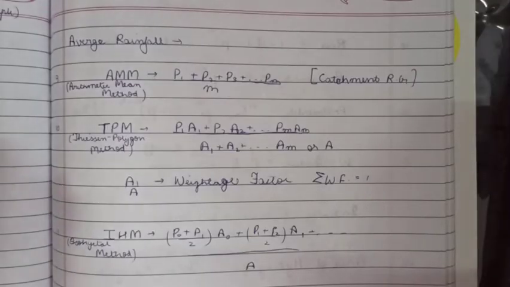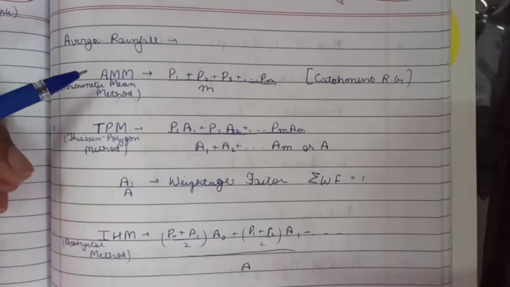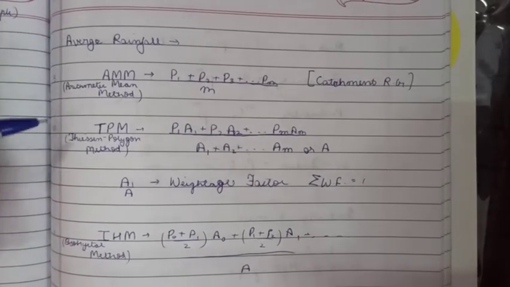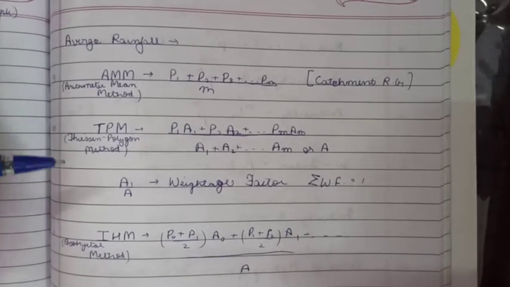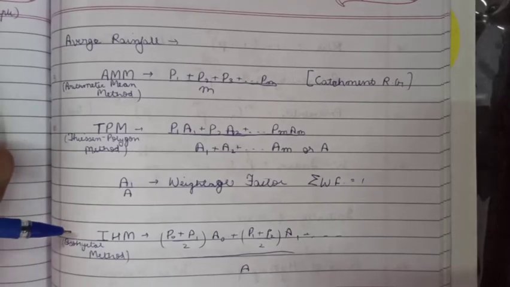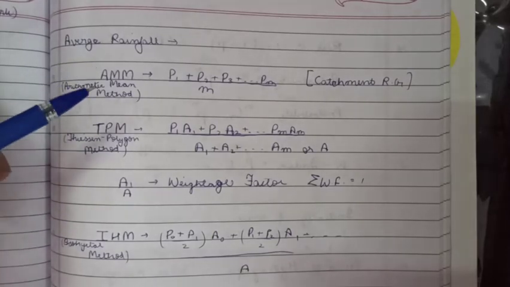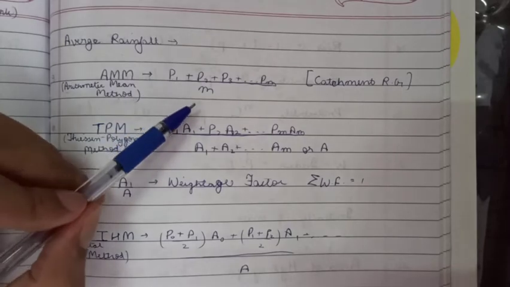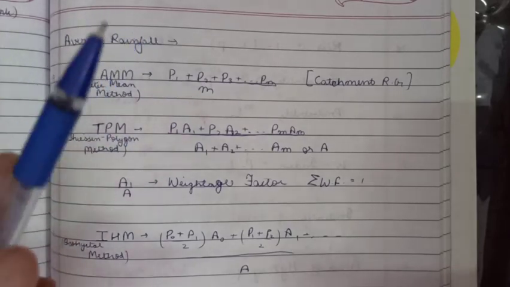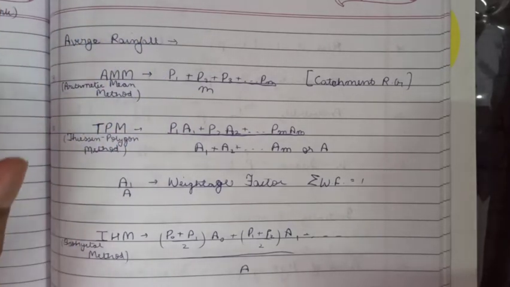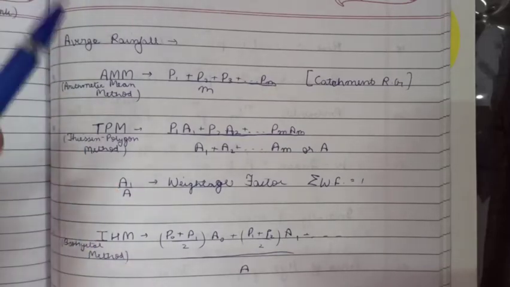Now how can we calculate the average rainfall? Average rainfall can be calculated from three methods. First is arithmetic mean method, second is Thiessen polygon method, and third is isohyetal method. First, arithmetic mean method. In this we will take the average of all the precipitation values. This is only used when catchment is very small and rain gauges are uniformly distributed.